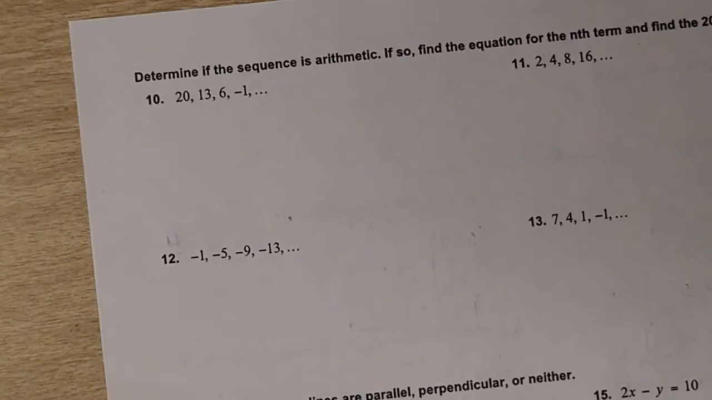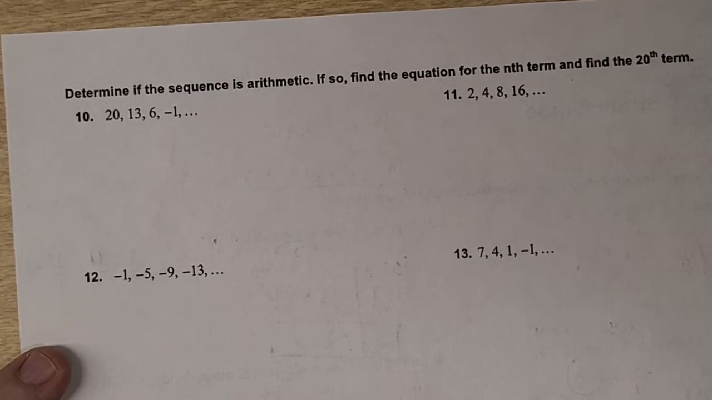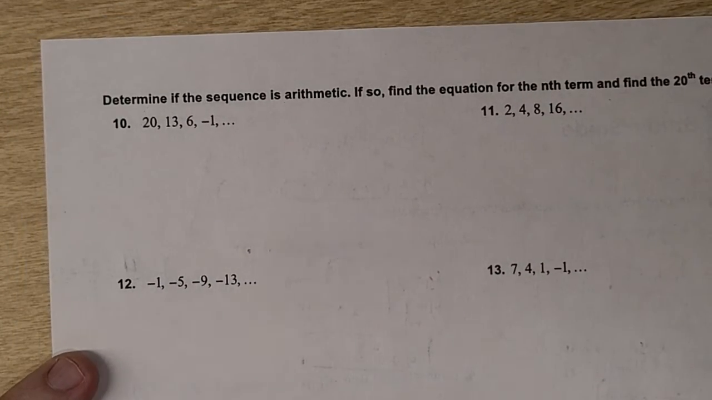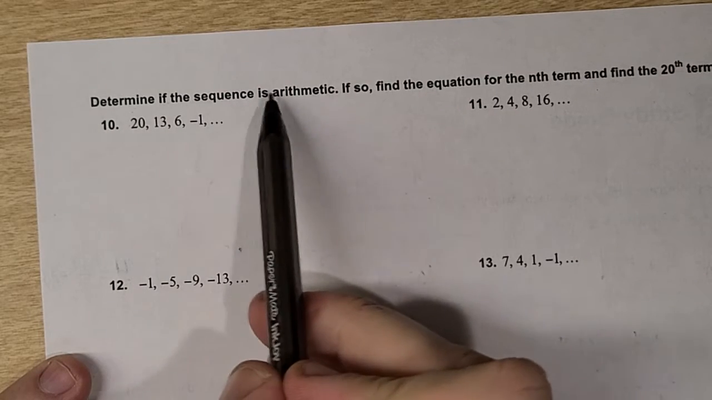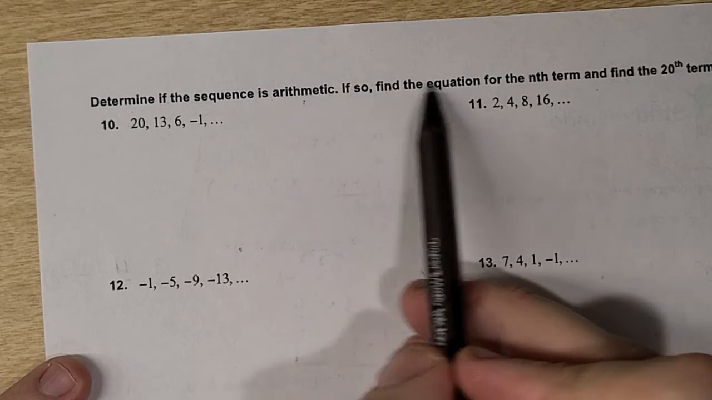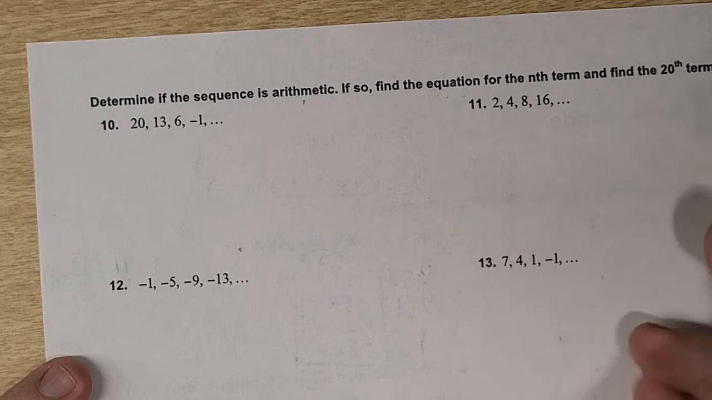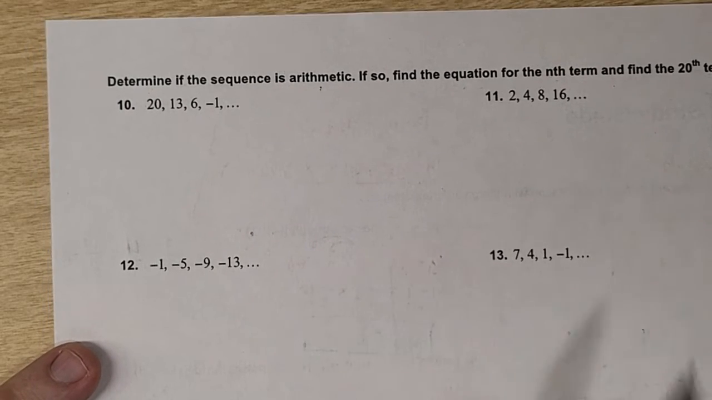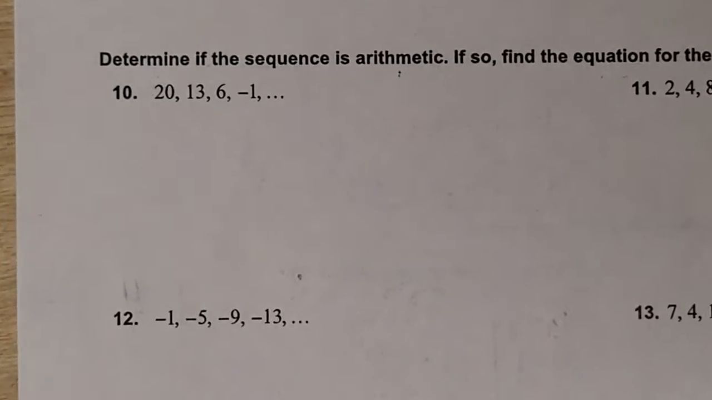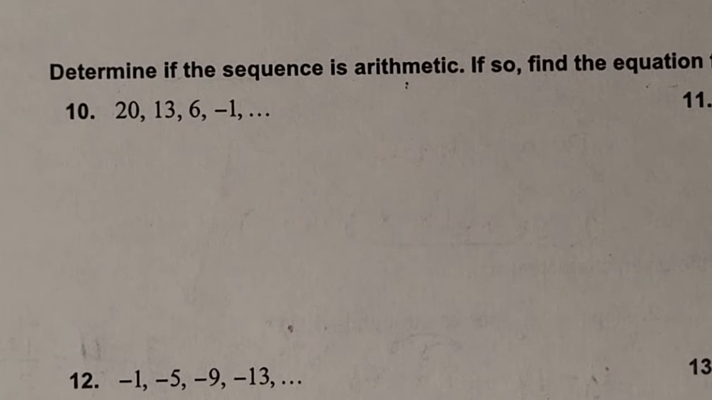All right, flip to the back if you printed this out. If you did not, you probably won't be doing much flipping. All right, determine if the sequence is arithmetic. If so, find the equation for the nth term and the 20th term. So before we do anything else, we need to just say, is this arithmetic, yes or no?